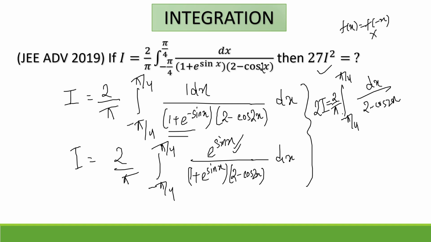So I won't solve this one. You should try and solve it on your own and then just find out 27 i square. Great. Okay.